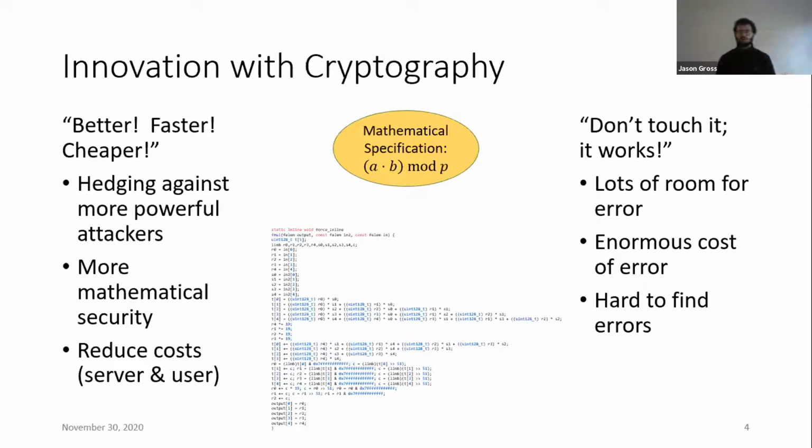As computers get more powerful and attackers have access to more computational power, we need to improve the mathematical security of our crypto. Additionally, we can reduce costs, both server-side and user-side, by optimizing the implementations of our crypto. However, these optimizations complicate the code, and because the implementation is so far from the specification, there's a lot of room for error. Such errors have an enormous cost because attackers have financial incentive to exploit any bugs. And since it's so hard to find the errors, even billions of random tests are generally not sufficient. There's an attitude of don't touch it, it works, even when this gets in the way of innovation.